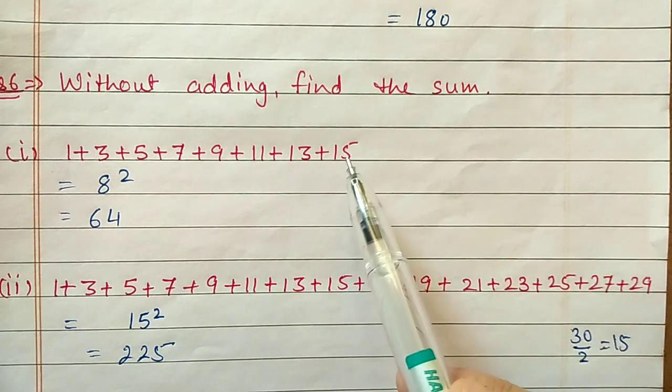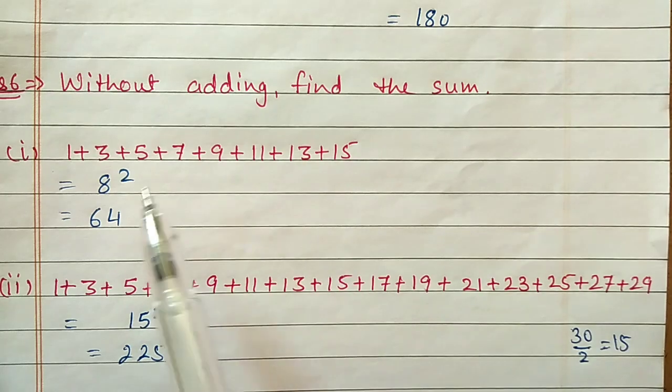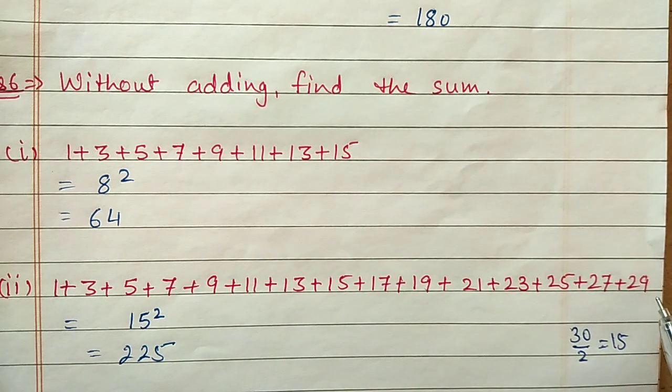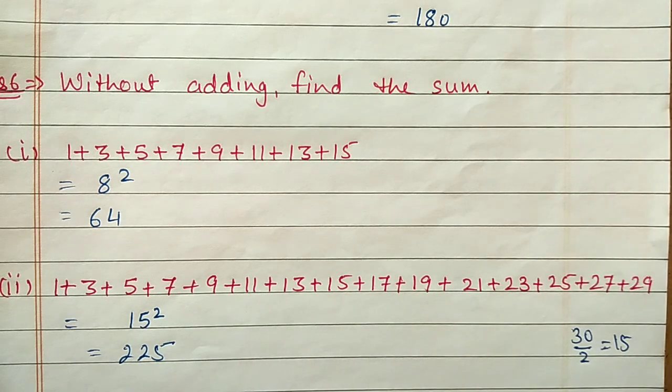You can check here also. The next number is 16. 16 half is 8. So 8 square will come. After 29 comes 30, and 30 half is 15. So 15 square will come.